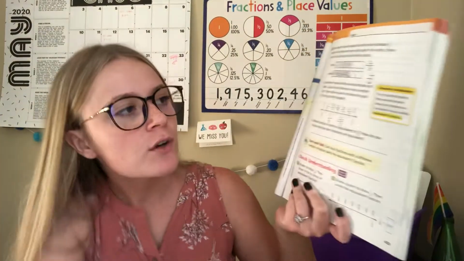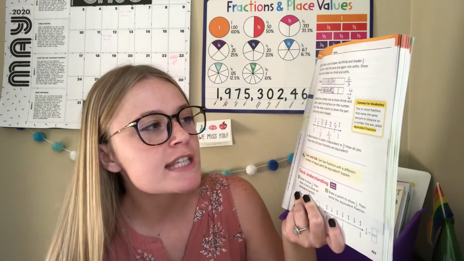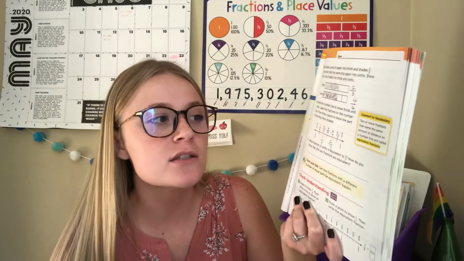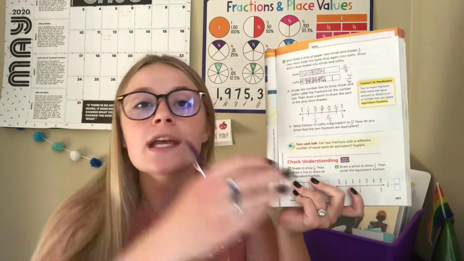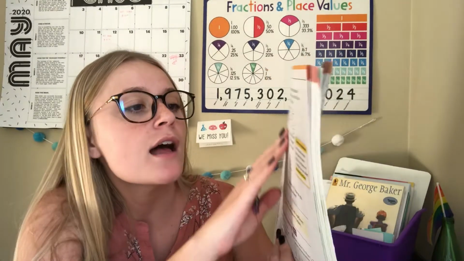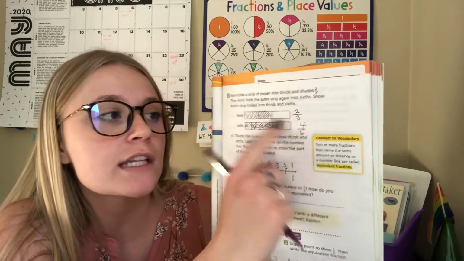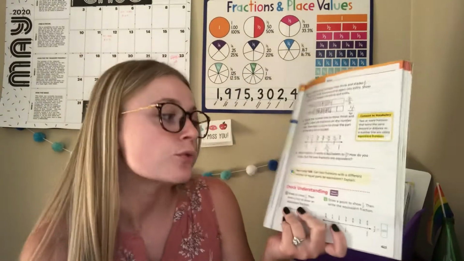So that's our vocabulary. Equivalent fractions, it says 2 or more fractions that name the same amount or distance on a number line are called equivalent fractions. So we know we can use fractions to represent amount, like on the number strips, or distance, like on the number line or a ruler.